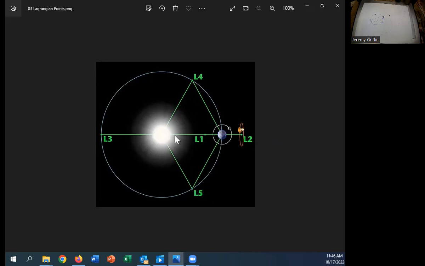Right? So pick 2 points. One's orbiting the other. Right? You get these L4 and L5. And L4 and L5 are actually the most stable gravitational or Lagrangian points. And I can show that to you guys.